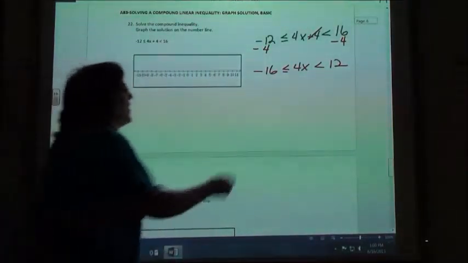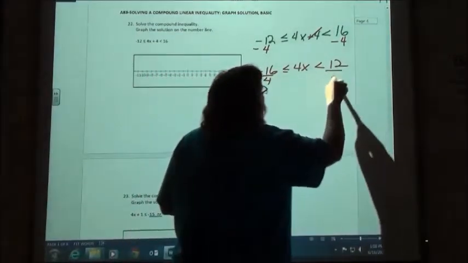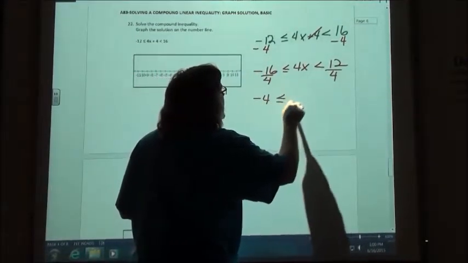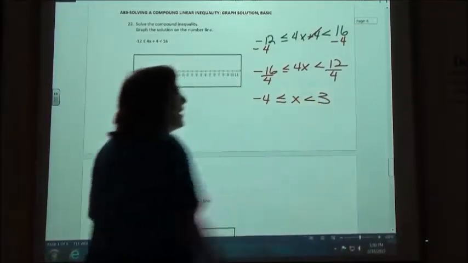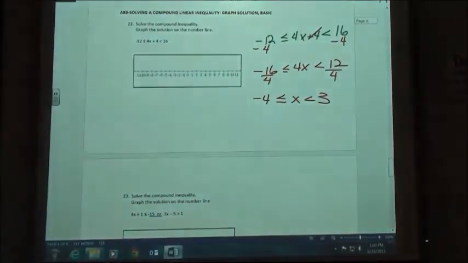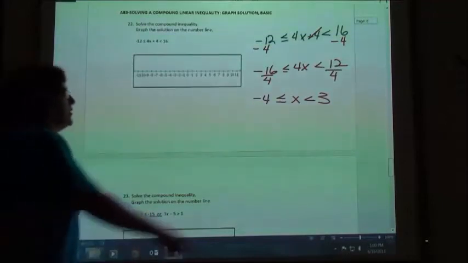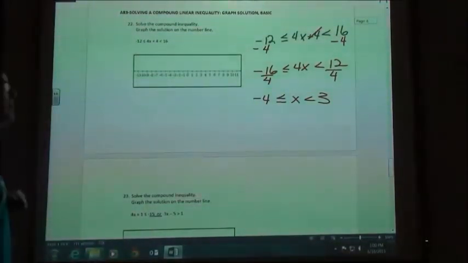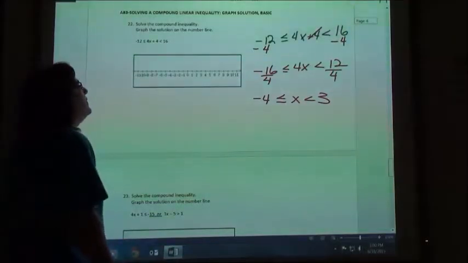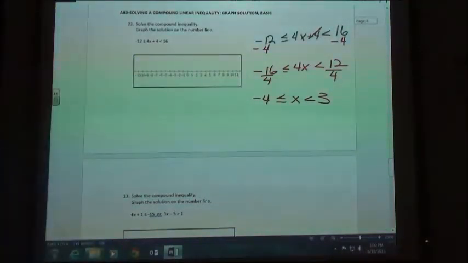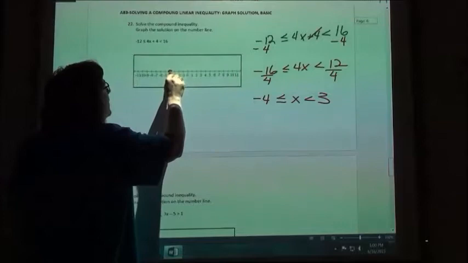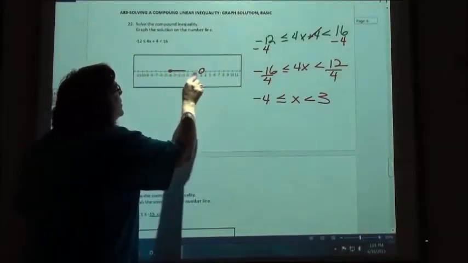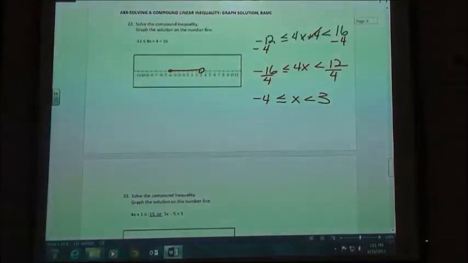I'm then going to divide by my 4. Since that's a positive 4, I don't have to flip my signs, so negative 4 is less than or equal to x, which is less than 3. So on my negative 4, what kind of end mark am I going to have? The closed circle. And on the 3, the open one, and then I'm going to shade between my two dots.